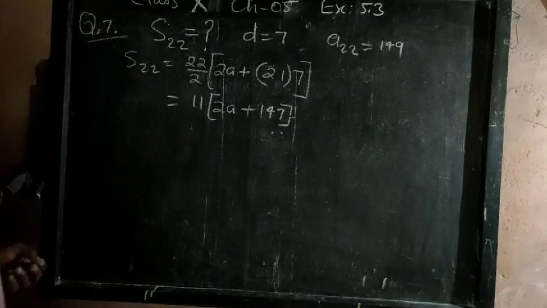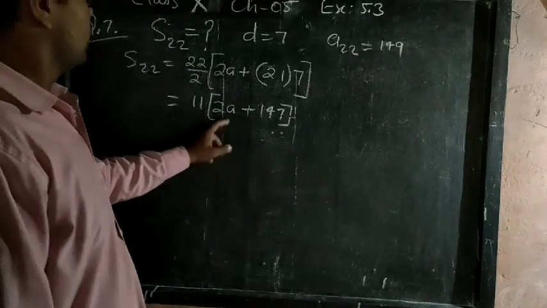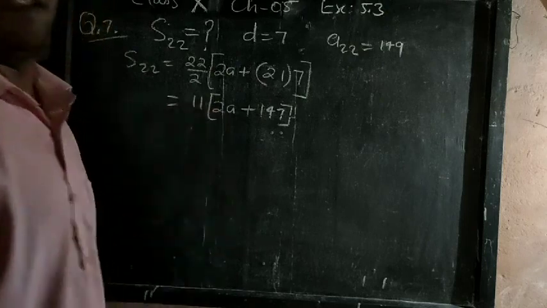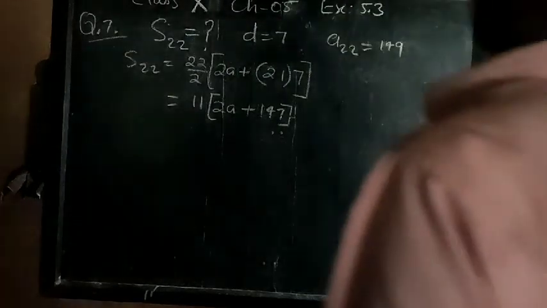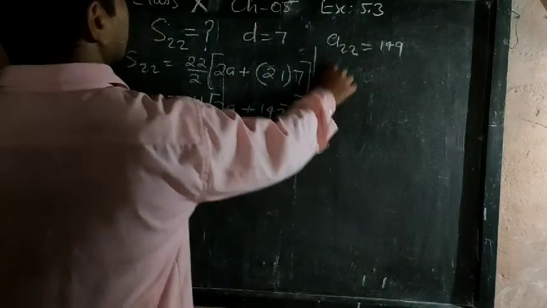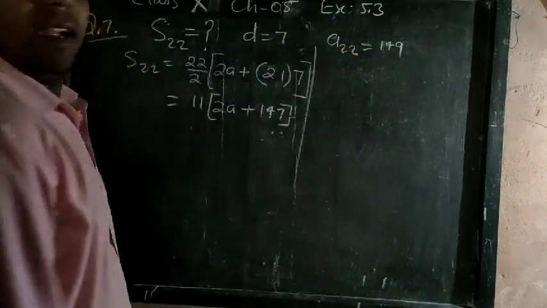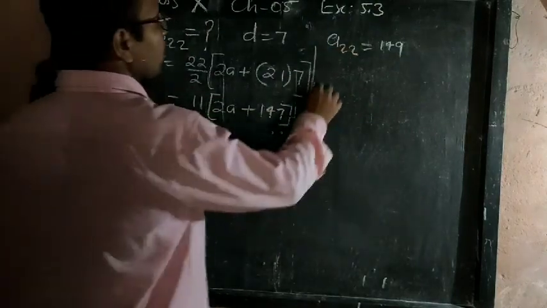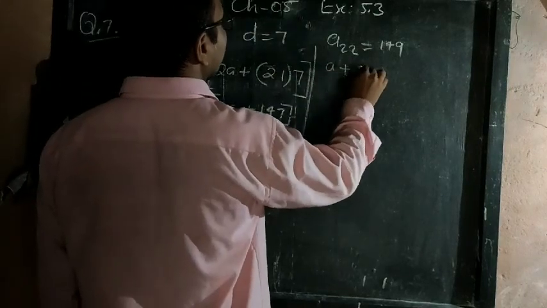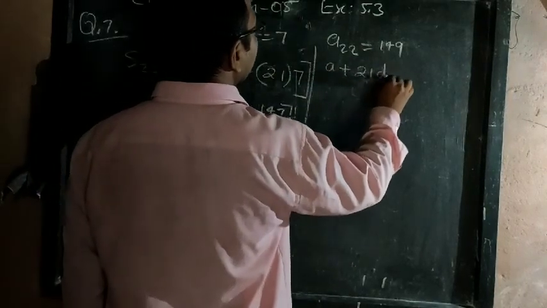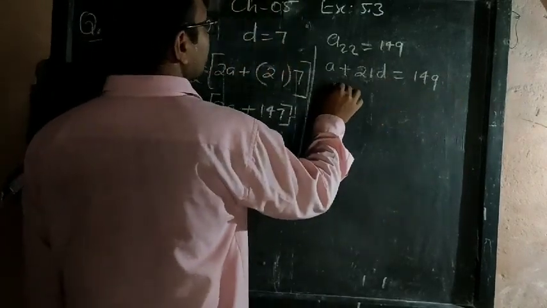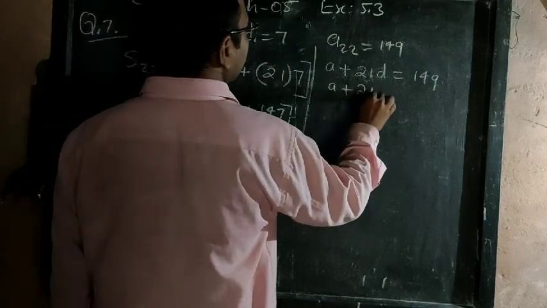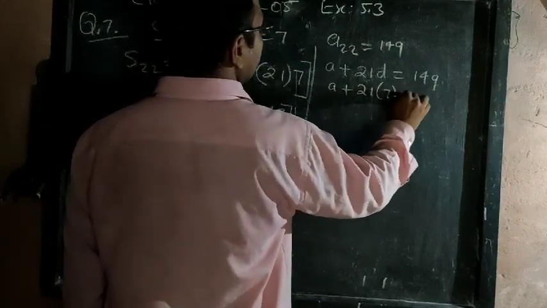So my friends, we can't proceed further here because we do not know the value of a. So we have to find out the value of a. How can we calculate it? Something more is given here, we will find it from there. a22 is a plus (22 minus 1), that means 21, into d, is equal to 149. So a plus 21 into 7 is equal to 149.